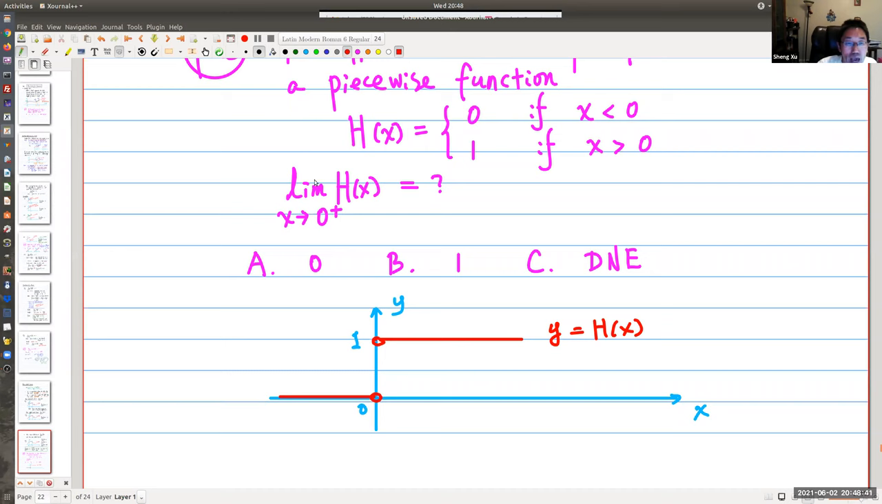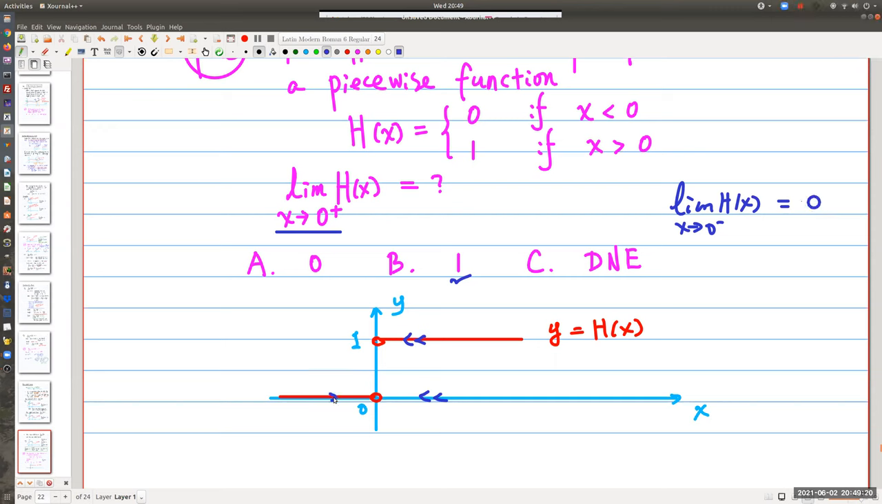So when we say x approaches zero plus, this is called a right-side limit. So x approaches zero from the right. You're walking on this portion toward this hole here. Of course, the value of your function approaches one. So the answer is one. If I ask you, what's the limit of this function h of x as x approaches zero minus? Zero. Then you walk this way, so you approach this value here. How about the limit of h of x as x approaches zero? Does not exist, because the left and right limits do not match.